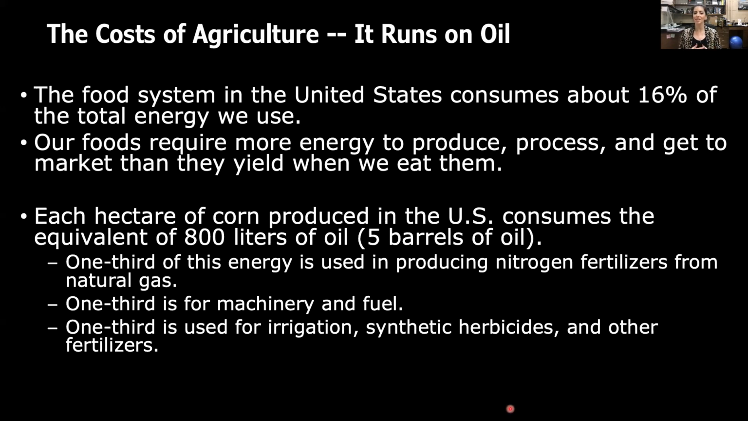It has been estimated that the average food item in the American diet travels 1,200 miles between the farm that it grew from and then the person that consumes it. So where else is this oil going to? About 1/3 of this energy is used in producing nitrogen fertilizers from natural gas. Another third is used for machinery and fuel. And then the final third is used for irrigation, synthetic herbicides, and other fertilizers. So for some foods, the processing, storage, and distribution is actually more energy consumptive than growing the crop itself.